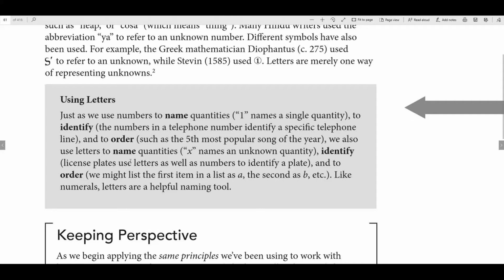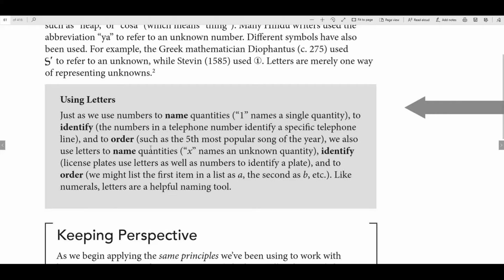We also use letters to name quantities. X names an unknown quantity. Letters identify as well, like license plates, which use letters as well as numbers to identify a plate. And to order, we might use the first line in a list as A, the second B, etc. So like numerals, letters are a helpful naming tool.